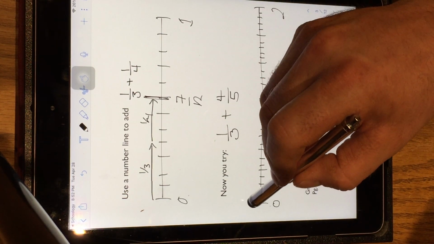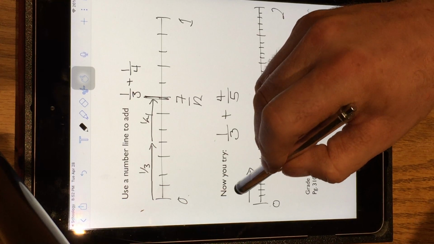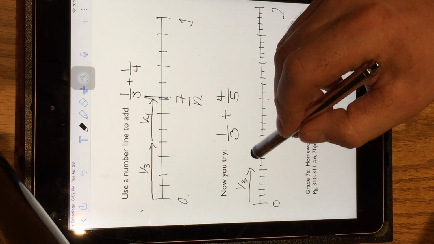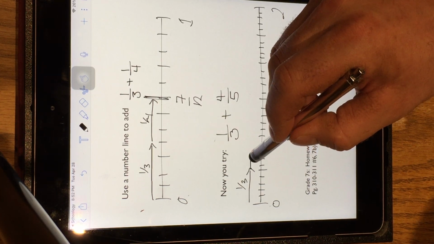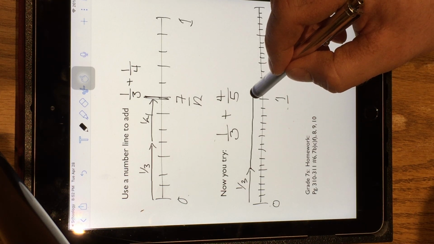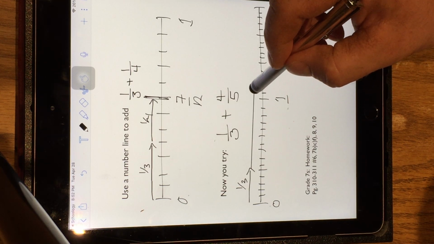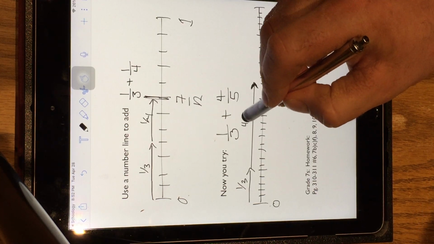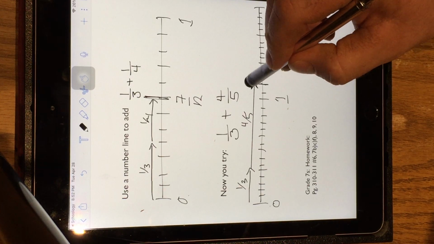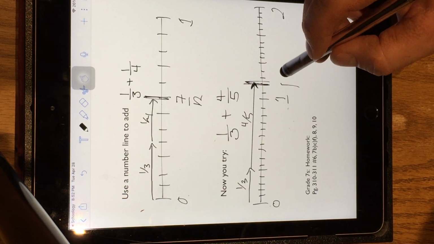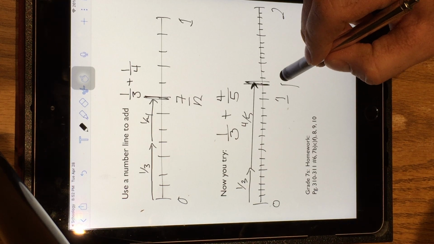1/3 is going to be equivalent to 5/15. So there's my 1/3. And 4/5 is equivalent to 12/15. So I'm going to go 1, 2, 3, 4, 5, 6, 7, 8, 9, 10, 11, 12. 12/15 is going to get me right to here. So that is 4/5. And I end up at 1 and 2/15.